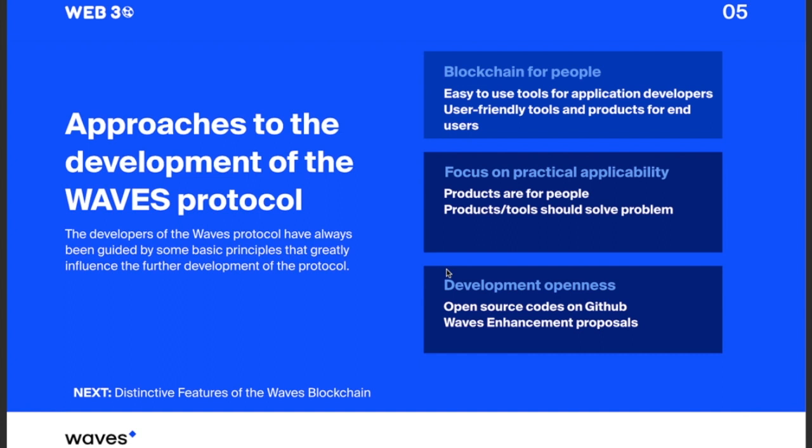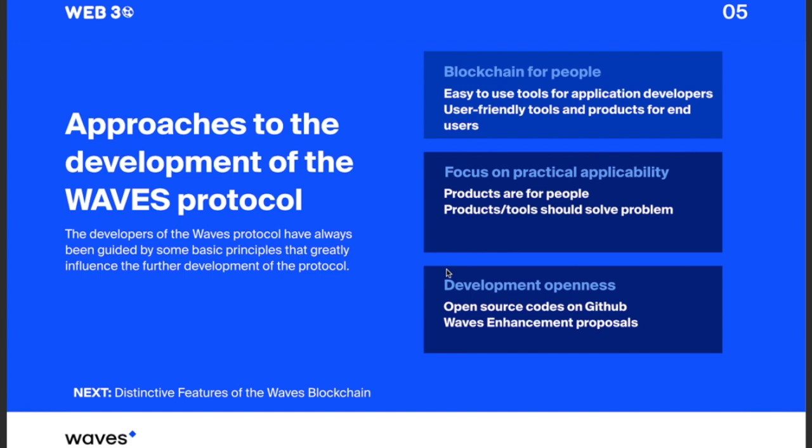So also, if you intend to build as a DApp developer or business owner and you intend to build on Waves, you should also keep this in mind: your solution, your product, and your project should be for the people. It should focus on practical applicability, and it should be open. It should be well understood.